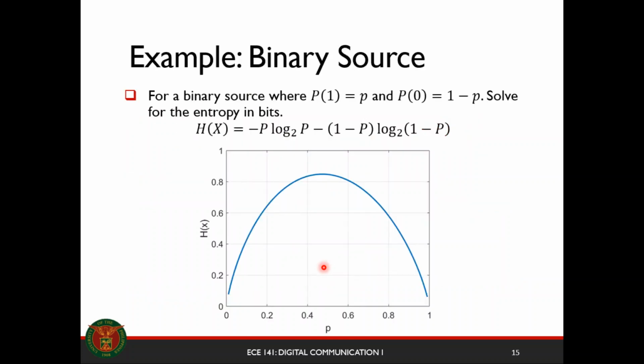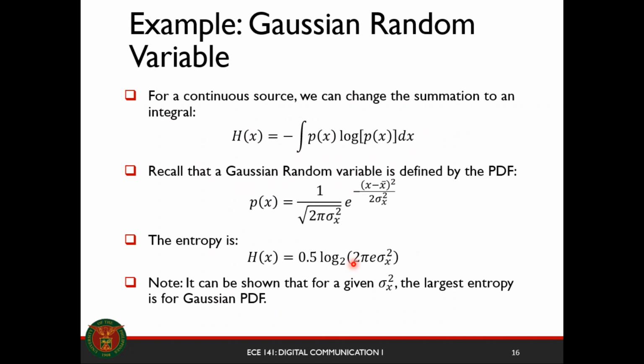For example, let's say you have a binary source where the probability of having a 1 is p, which means the probability of the other symbol 0 is 1 minus p. The entropy is equal to this. If you try to plot that, it will be maximum at equiprobable symbols. Another example, let's make it continuous. For a continuous source, instead of a summation, we'll use an integration. Let's say your probability is a Gaussian random variable. For a Gaussian random variable, you have this expression. If you try to get the entropy of that, the entropy is equal to this. And actually, it can be shown that for a given variance, the Gaussian random variable exhibits the highest entropy, which tells us something.